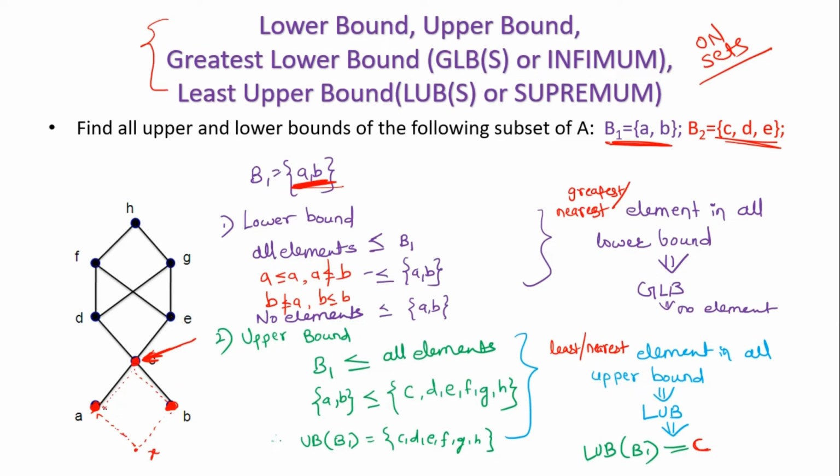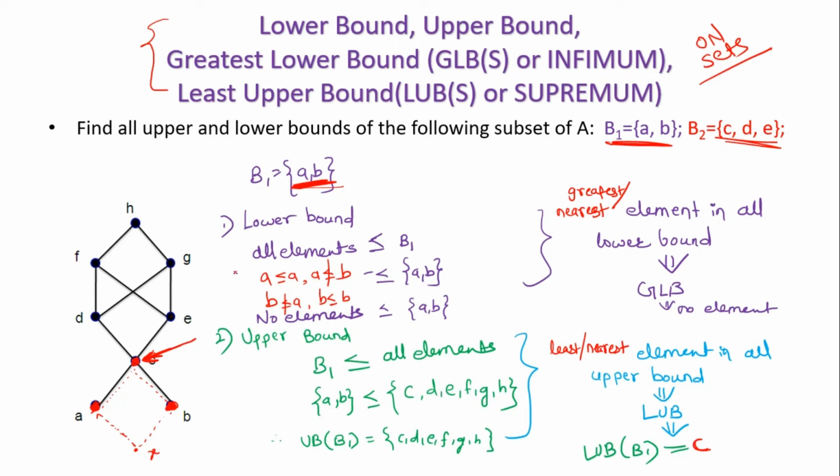In the same way, from both A and B, I have a path in the upward direction going to D. From A and B, there are paths going in the upward direction and meeting G, F and H. So all these elements are my upper bounds. So C, D, E, F, G, H are my upper bounds.